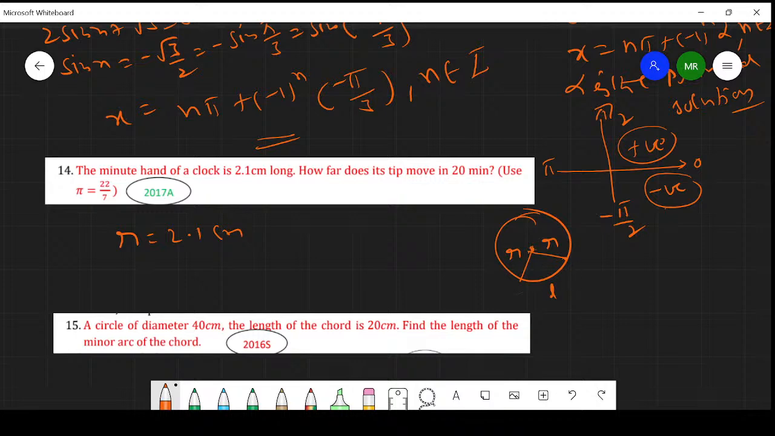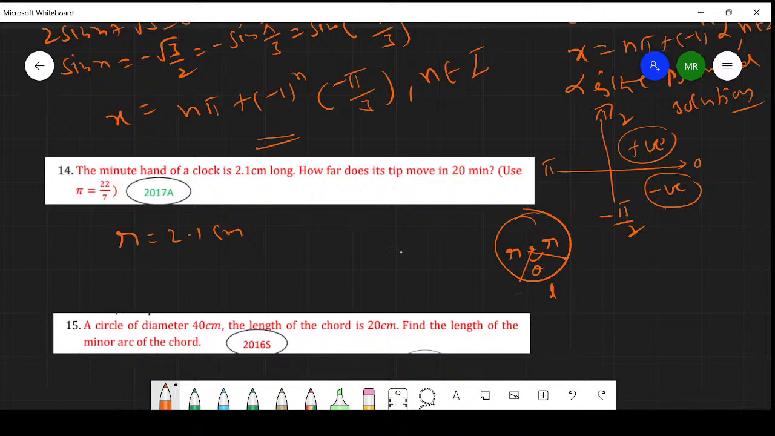It will travel for 20 minutes, right? Its tip moves in 20 minutes. They are asking: the minute hand of the clock is 2.1 centimeter long, how far does its tip move in 20 minutes? In 20 minutes, what is the L value, the length of the arc? The angle theta is to be found. But we know that in one complete rotation it takes an angle of 2 pi radians. Okay, what about in 20 minutes?